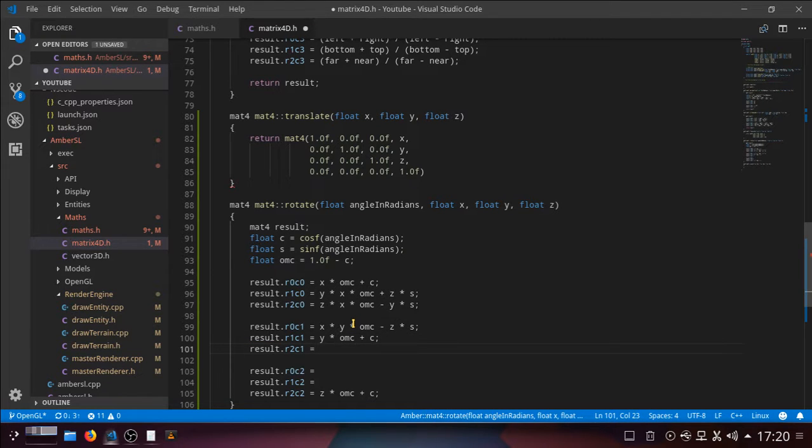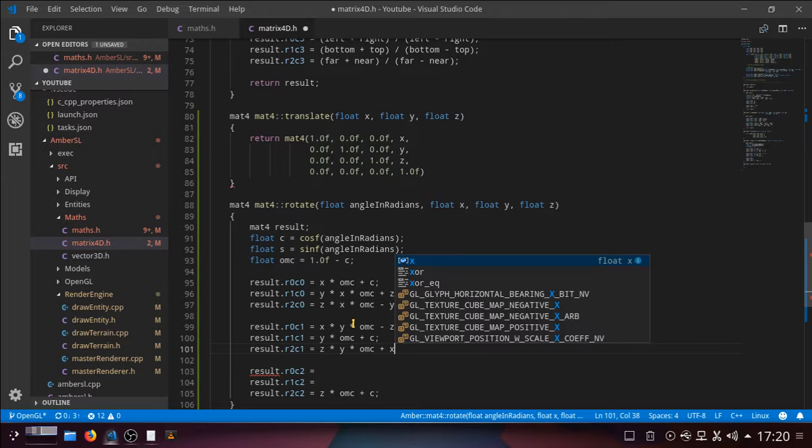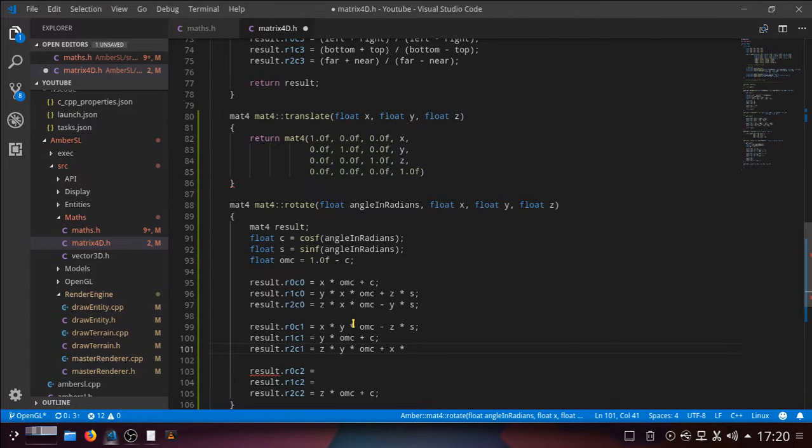Looking good. Z times, which one haven't we used? Y again, isn't it? Yeah, we can always use the same one on that part. Y times OMC. Do we plus or minus the X? Plus the X. X times S. This should be easy to memorize because it's a pattern. As you've noticed, I haven't memorized it. Can't understand why.